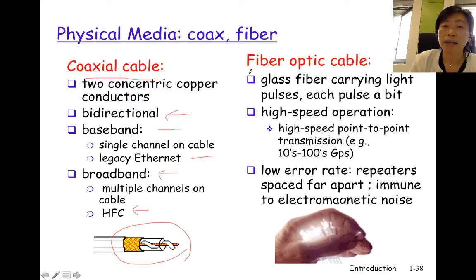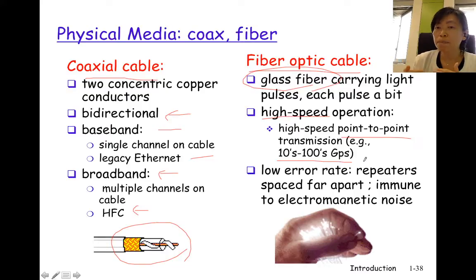And for FTTH, we use optic fibers. These are glass fibers essentially carrying light pulses. Each pulse is a bit. They operate at very high speed, and mostly just point to point, unlike Ethernet, which could be multi-point to multi-point. Therefore, the transmission goes at a really, really high rate, hundreds of gigabits per second.